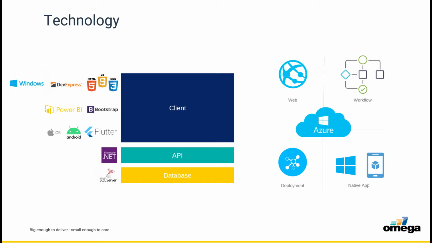The technology we use for developing Pims is, on a database, we use Microsoft SQL Server and T-SQL. In the API and also the access layer, we use Microsoft .NET. We also use Microsoft .NET for developing Windows applications. For web applications, we use HTML, JavaScript, and CSS. We use the Bootstrap CSS framework to style the web applications. And for mobile applications, we use Google Flutter.